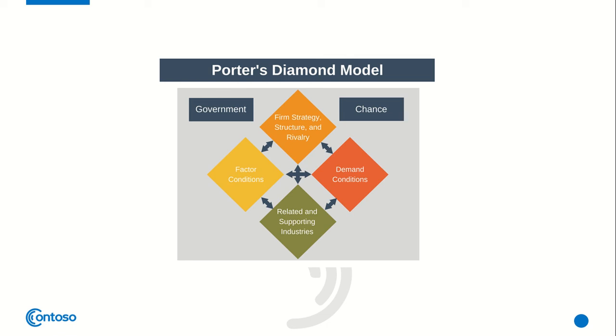So let us discuss firm strategy, structure, and rivalry. The national context in which companies operate largely determines how companies are created, organized, and managed. It affects their strategy and how they structure themselves.